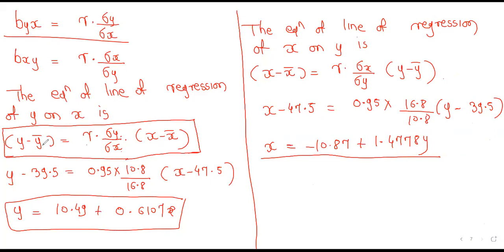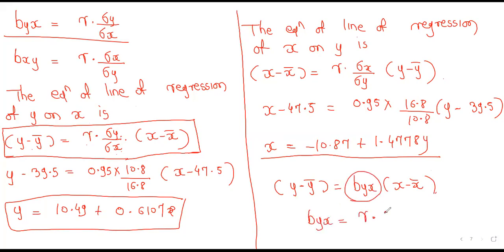So if the values of x bar and y bar are given, the values of standard deviation sigma x and sigma y are given, and also the value of coefficient of correlation is given, then we have the equation of line of regression of y on x: y minus y bar is equal to r into sigma y upon sigma x into x minus x bar, or we can write this as y minus y bar is equal to byx into x minus x bar. But again we have to find byx, which is nothing but byx is equal to small r into sigma y upon sigma x.